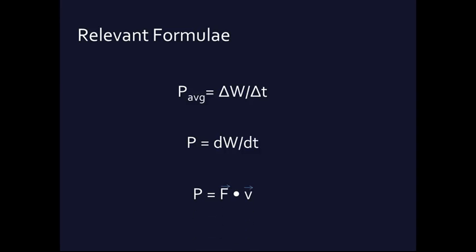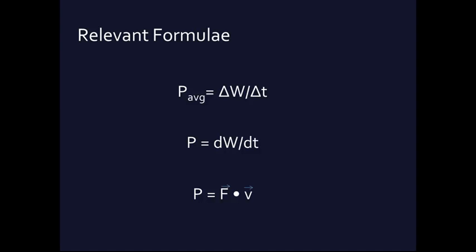Another way of thinking of it is the dot product of the force and the velocity. The reason this makes sense is because velocity is meters per second, and force times meters is work, so force times velocity is work per second, or work per time.